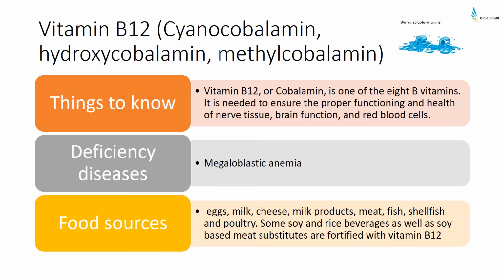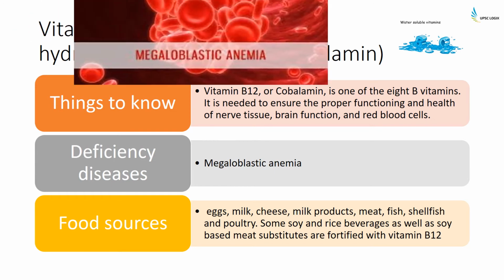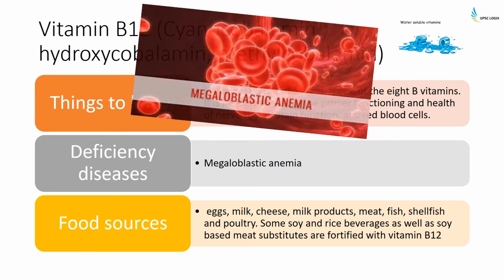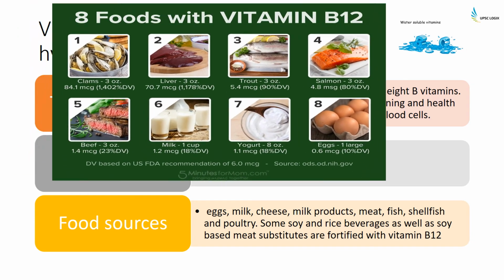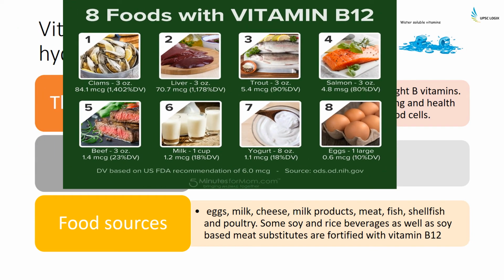Let us have a look at vitamin B12, also known as cyanocobalamin, hydroxycobalamin, and methylcobalamin. Vitamin B12 ensures the proper functioning and health of nerve tissues, brain functions, and red blood cells. The deficiency disease is called megaloblastic anemia, and the good food sources for vitamin B12 are eggs, milk, cheese, milk products, meat, fish, shellfish, poultry, clams, then sea products, then some soy and rice beverages, and soy-based meat substitutes which are fortified with vitamin B12.